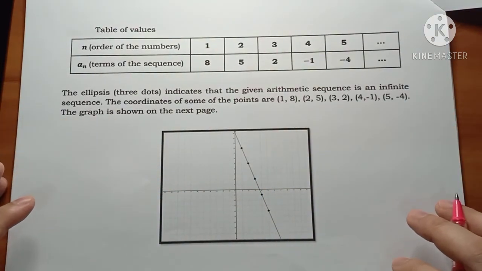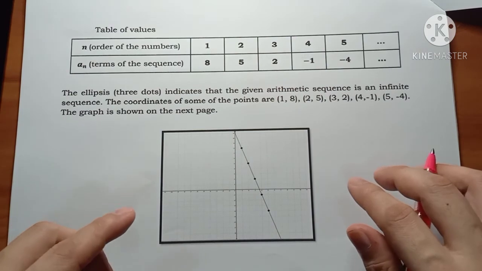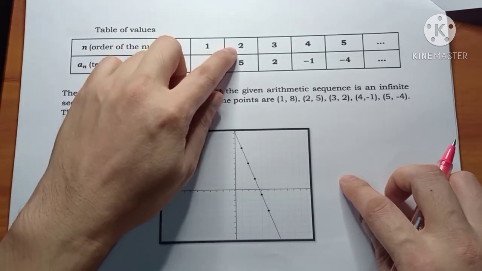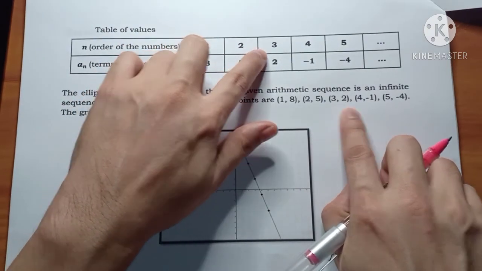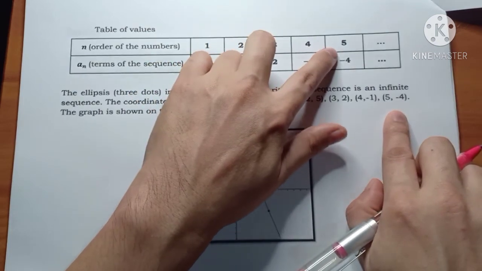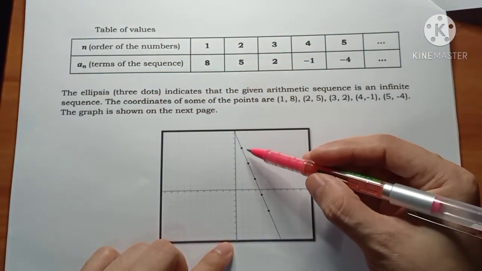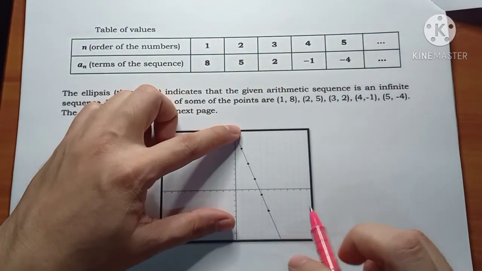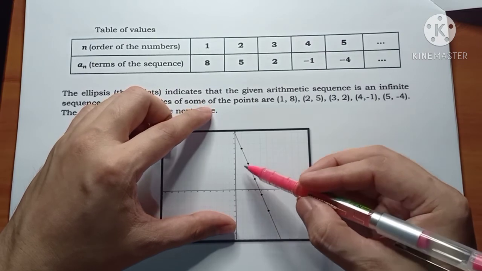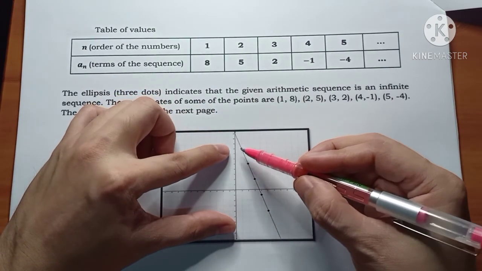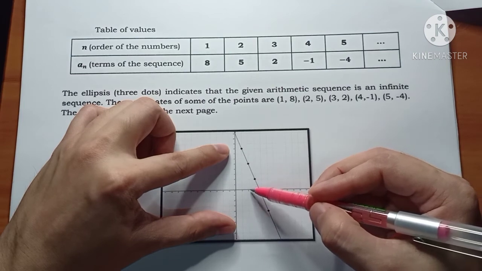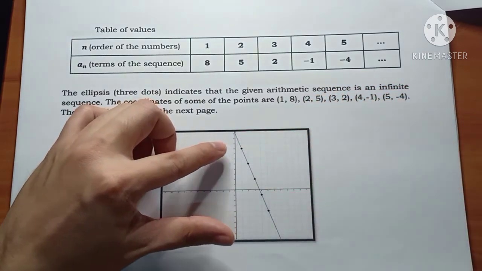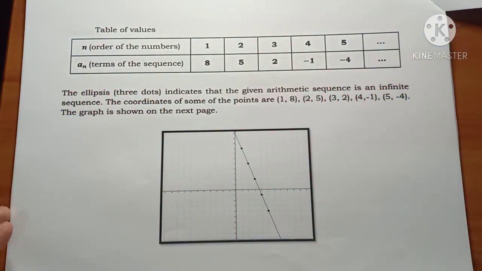The coordinates of some of the points are, so pag gawin natin siyang coordinates, so maging 1, 8, 2, 5, 3, 2, 4, negative 1, and 5, negative 4. So pag i-point natin yan sa coordinate system, isa siyang linear. So that is a straight line. Kasi 1, ito yung x niya positive 1, and then ang y niya ay positive 8. And then pangalawa is 2 and 5 and so on. So kung connect natin yan, that is a straight line. So ganun lang ang arithmetic sequence.